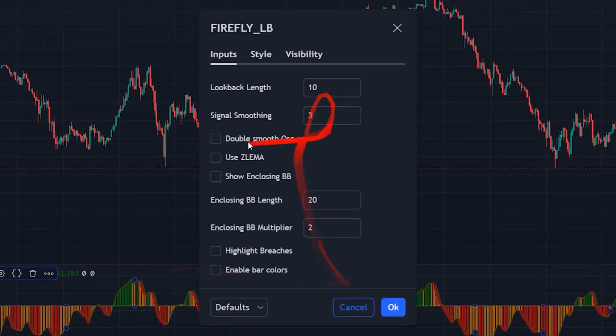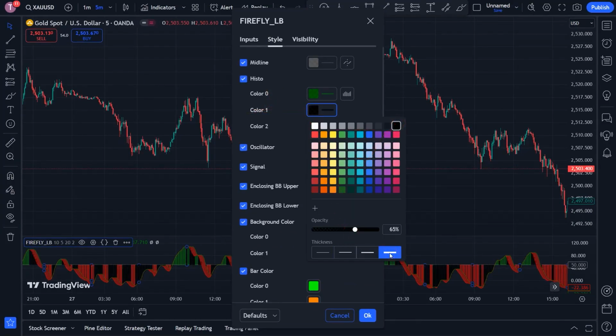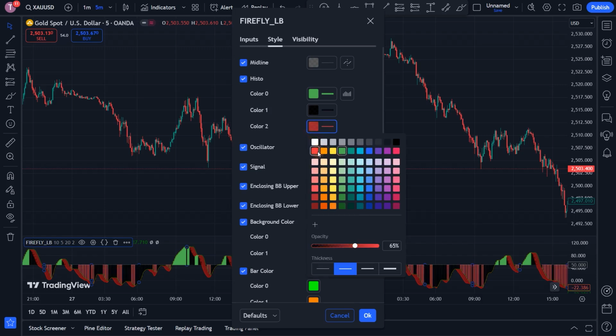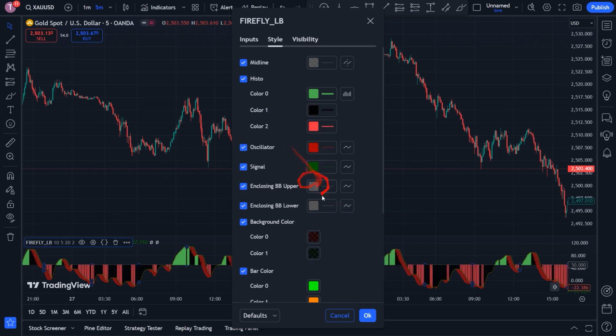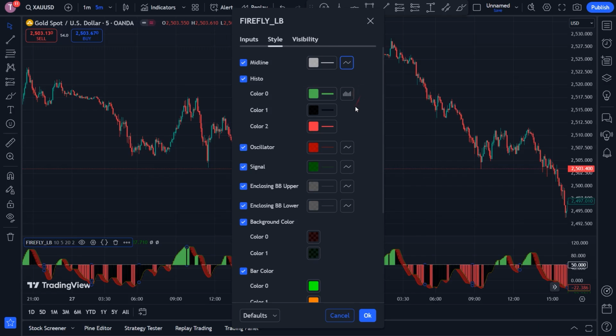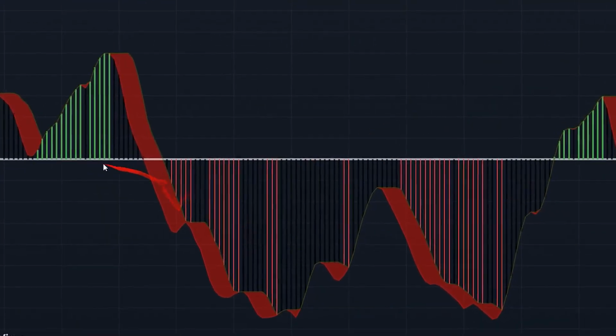Next, we need to go to its settings and apply the changes you see on this indicator so we can use it for our strategy. Now I need to give you some small explanations so we can use this indicator effectively.